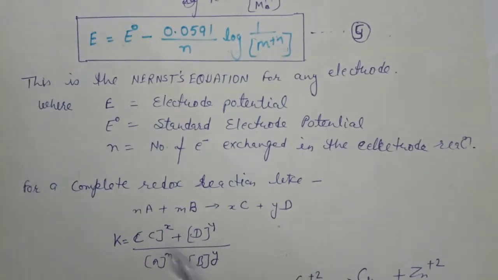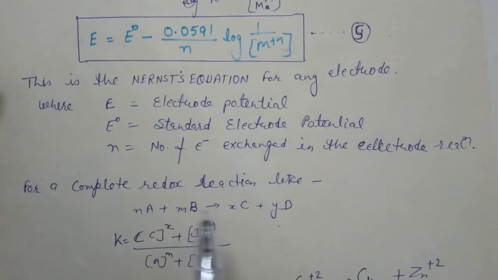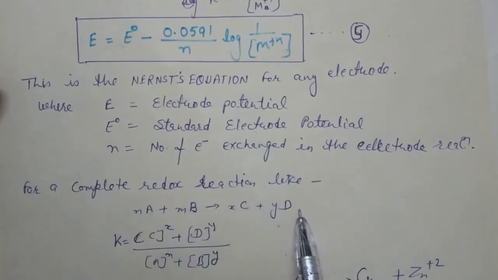Now we take a cell. A galvanic cell is where a redox reaction takes place. So we take nA plus mB is equal to xC plus yD, where n, m, x and y are the number of moles of reactants and products respectively. A and B are reactants and C and D are products.